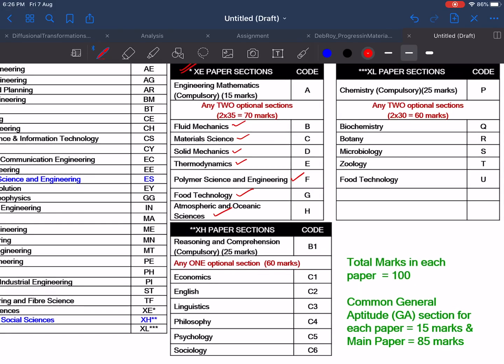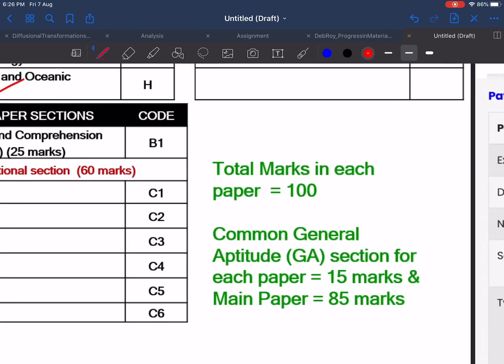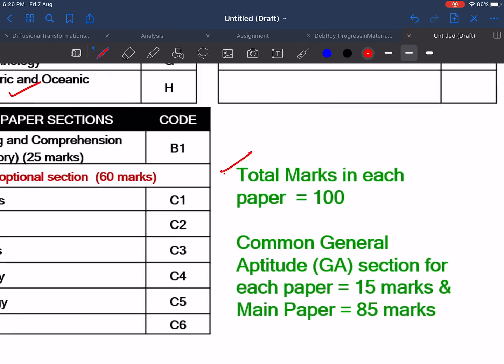Now, what is the marking? So we know that the GATE exam is for 100 marks, out of which we have the general aptitude section for 15 marks, and the main paper, which is nothing but your mathematics as well as your technical core knowledge paper, consisting of 85 marks.